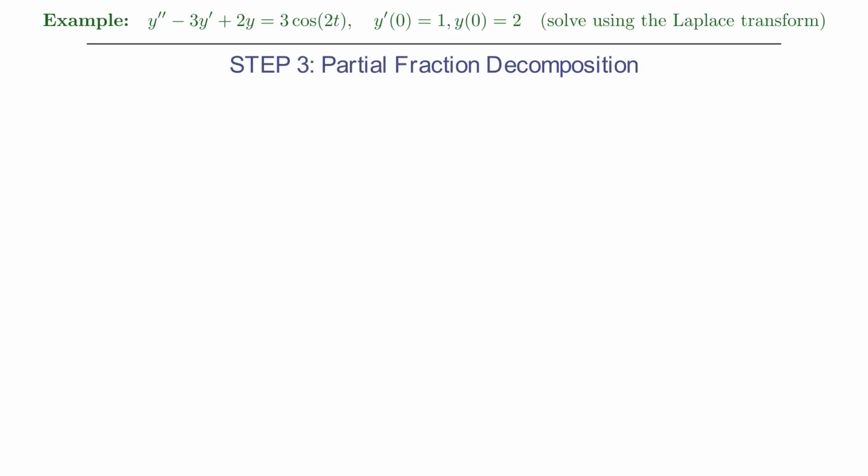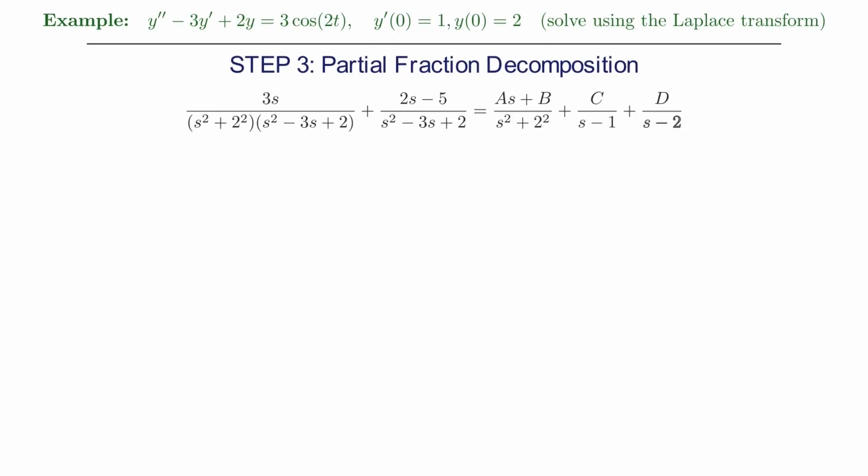So we can rewrite the 3s over (s squared plus 2) squared times (s squared minus 3s plus 2) as being equal to some partial fractions where the denominators are going to be (s squared plus 2) squared, s minus 1 and s minus 2. And similarly, the (2s minus 5) over (s squared minus 3s plus 2) can also be written as something over s minus 1 plus something over s minus 2.